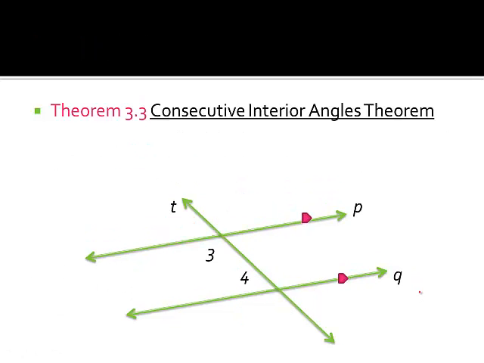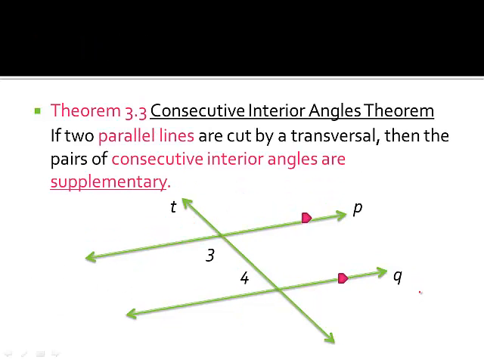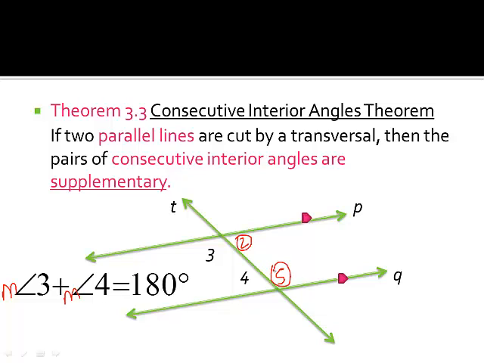So, the consecutive interior angles theorem states that if two parallel lines are cut by a transversal, then the pairs of consecutive interior angles are going to be supplementary. So, the measure of angle 3 plus the measure of angle 4 equals 180 degrees. You also have another pair here, for example, this could be 2 and 5. These two angles as well are supplementary angles. They add up to 180 degrees.